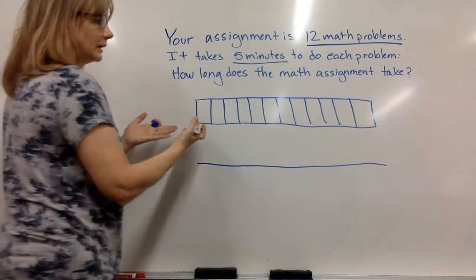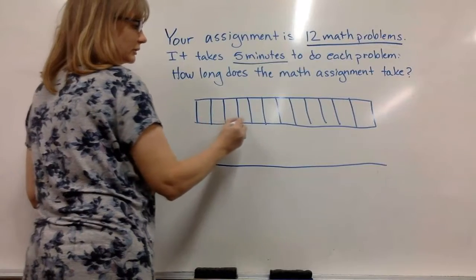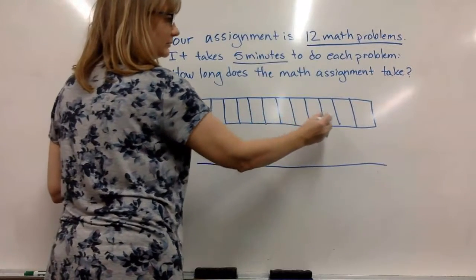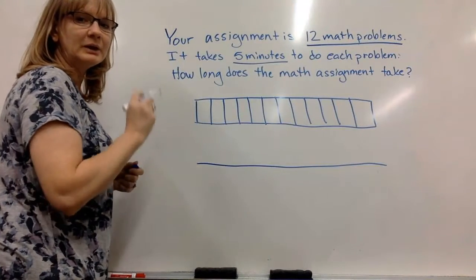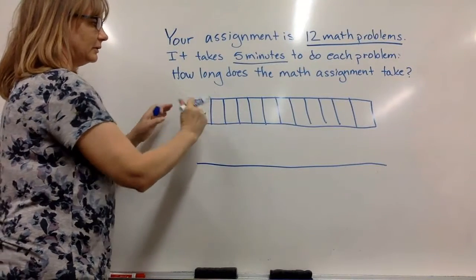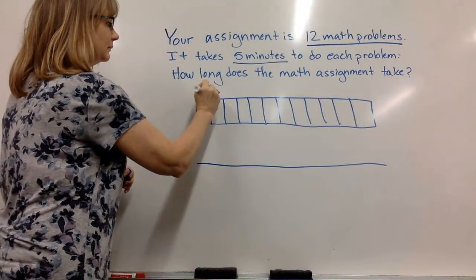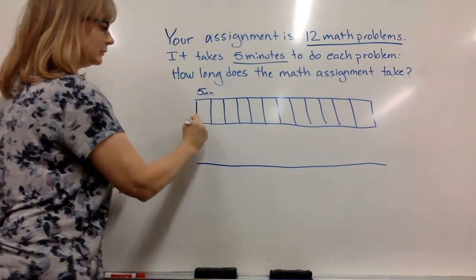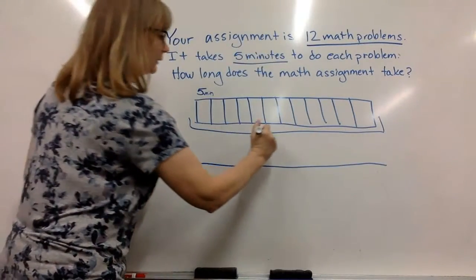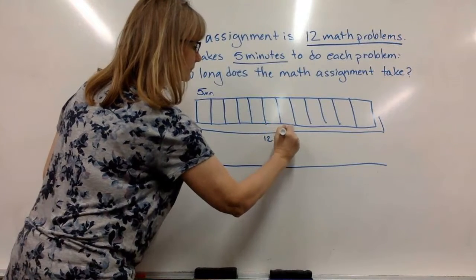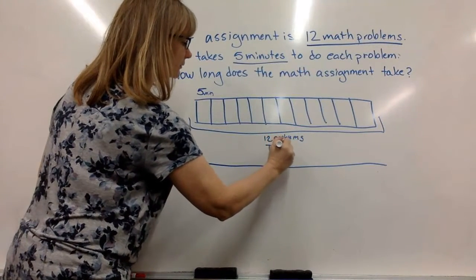I've already written a tape diagram, and I already made 12 sections. 1, 2, 3, 4, 5, 6, 7, 8, 9, 10, 11, 12. One for each problem. Now each math problem right here is going to take 5 minutes. We need to know how long it's going to take to do all 12. We know we have 12 problems, and we don't know what the total is.